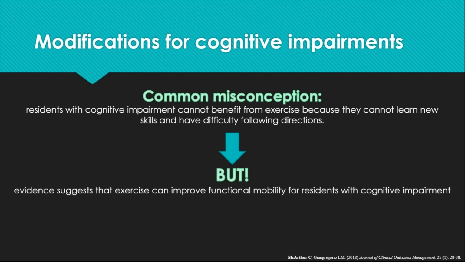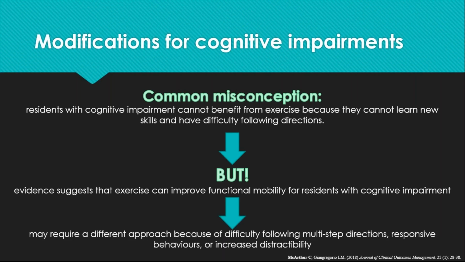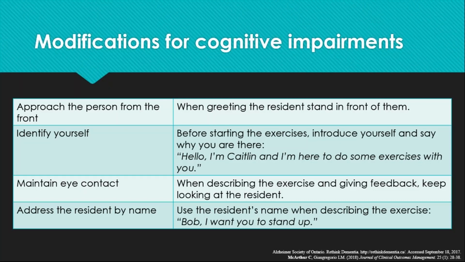But a common misconception is that residents with cognitive impairment can't benefit from exercise because they can't learn new skills and have difficulty following directions. But I'd like to challenge that. Evidence does suggest that exercise can improve functional mobility for residents with cognitive impairment. But it might just require a different approach because of difficulty following multi-step directions, responsive behaviors or expressions, or increased distractibility. So it might be difficult to engage residents who have cognitive impairment.